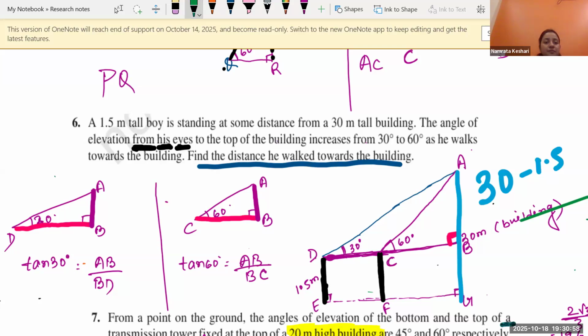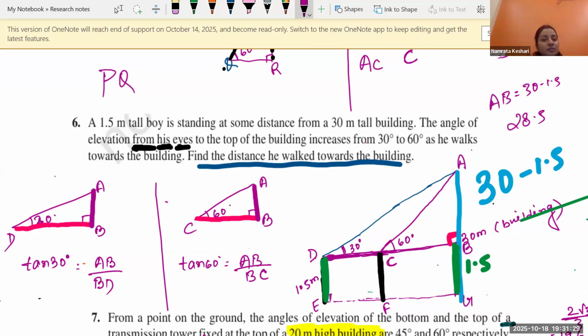Yes, ma'am. Why? Because this one and this one will be same. If that is 1.5, this will be 1.5. And from complete, I am removing this 1.5. That will be AB. Is it making sense? Yes, ma'am. Okay, so AB will be 30 minus 1.5. That means 28.5. That you can use over there in the first equation, in the second equation.